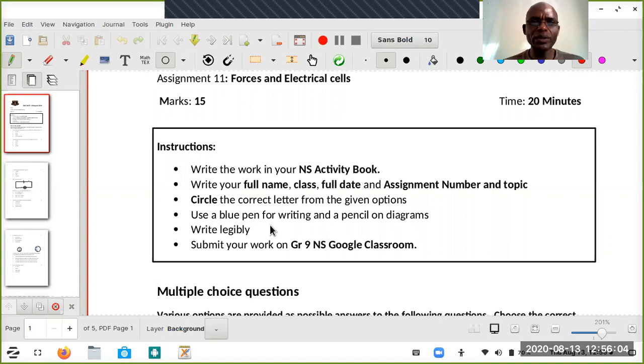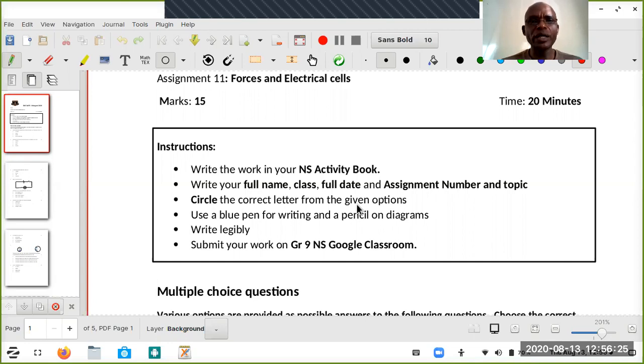Then circle the correct letter from the given options. So you're supposed to circle it, right? That's how you're supposed to write your answers. Then you must make sure that you write legibly and then submit it on the grade 9 NS Google Classroom.